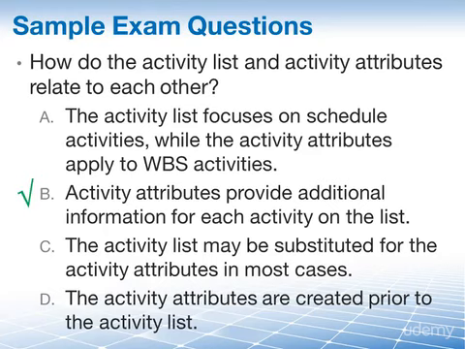D is incorrect, since the activity attributes are created pretty much at the same time or after the activity list, but definitely not before. It would be somewhat difficult to provide additional information on activities that do not yet exist, don't you think? So that leaves B. Activity attributes provide additional information for each activity on the list as our correct answer.